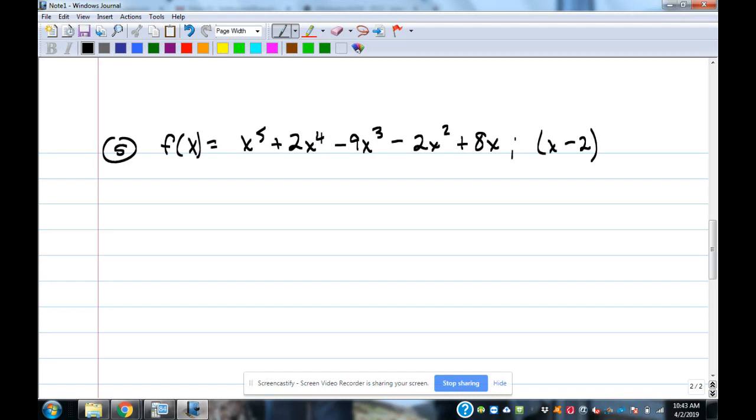Sure, I copied that right. X to the 5th, 2x to the 4th, negative 9x cubed, negative 2x squared, positive 8x, and that's it. Okay. What do we know about this one? It has a GCF of what? X. So I could go ahead and factor that out.